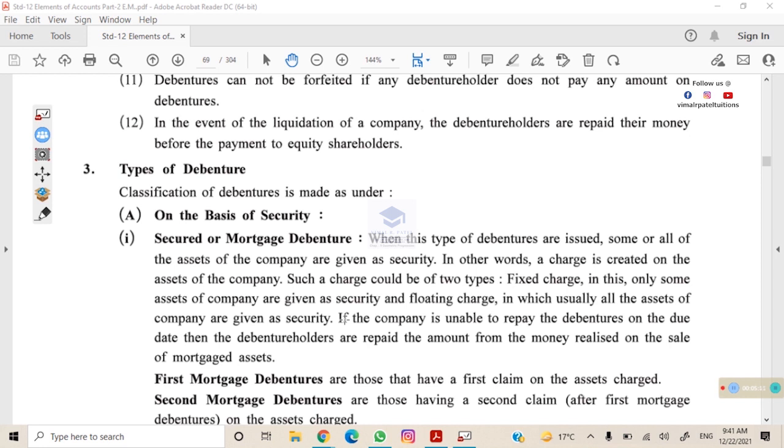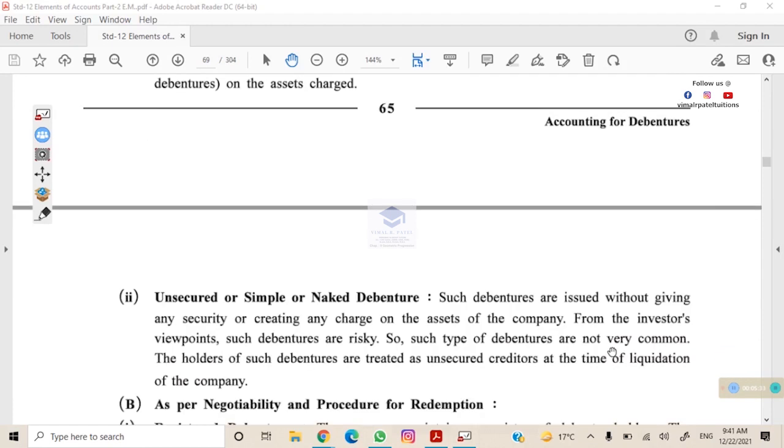Debenture can be first mortgage, second mortgage. Suppose the building is worth rupees 12 crore and first of all debentures have been issued for 5 crore. Then the first issued debentures have the first mortgage. Then if other debentures are issued, they will have second right, second mortgage. They will have a second claim after payment of the first claim, the first mortgage debenture.